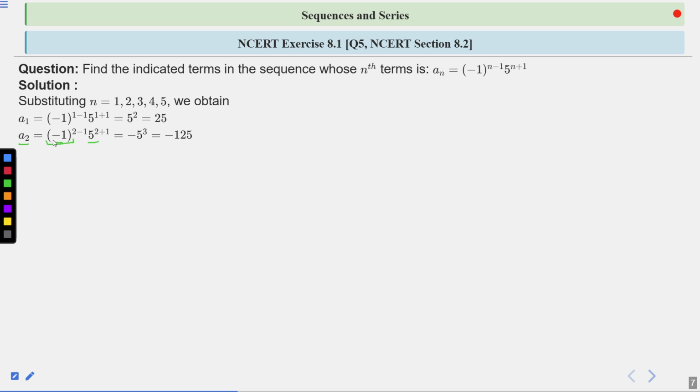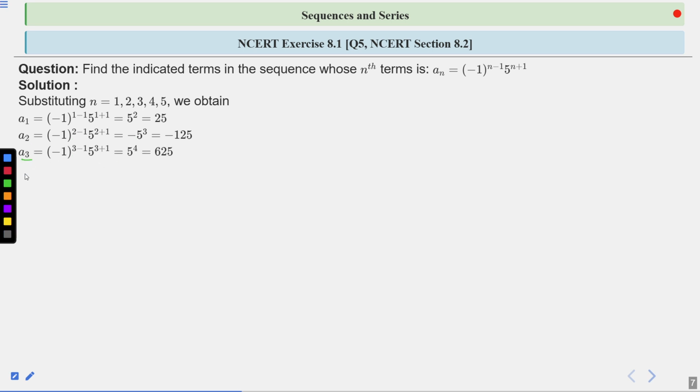This becomes minus 1 raised to power 2 minus 1 becomes minus 1, and 5 raised to power 2 plus 1 becomes 5 cube. So we are having minus of 5 cube, and 5 cube is 125. So I'm getting my second term of the given sequence as minus 125.